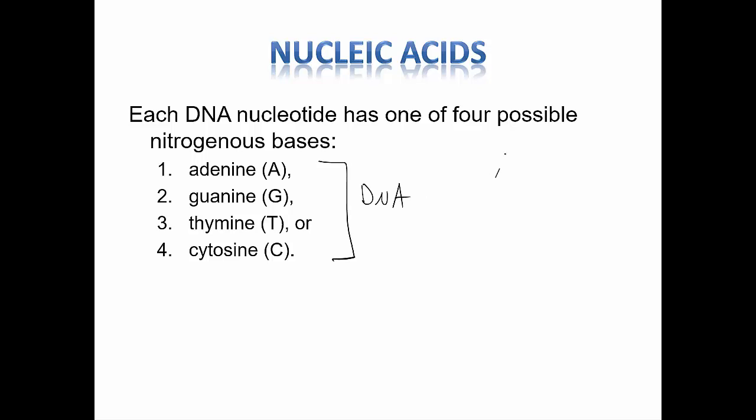In RNA, you also have A, G, and C, but the T is not there. RNA does not contain thymine. It contains uracil. That's RNA. So you would talk about DNA nucleotides and RNA nucleotides.